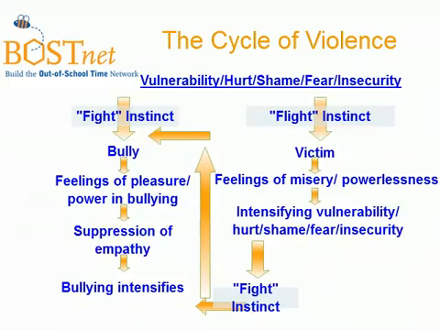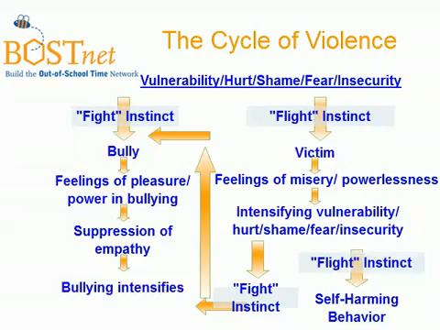If, on the other hand, even with that intensification, the flight instinct increases, then generally speaking, that person will continue to stay in the victim pathway, and continue to be bullied until eventually it becomes more than they can handle, and they might engage in lethal or non-lethal self-harming behaviors. That would include self-harming or self-hating behaviors. It would include inappropriate or unsafe risk taking. It could even include suicidal ideations or suicidal attempts.